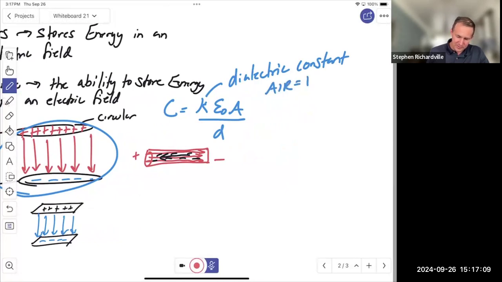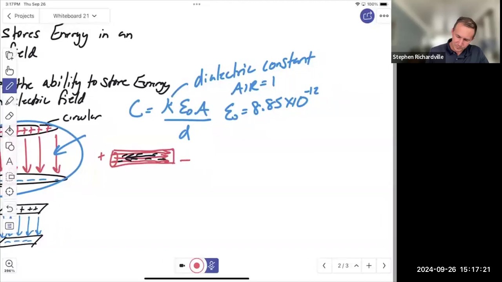And a dielectric is something we put in here. I'll explain why that is in just a minute. Epsilon naught is 8.85 times 10 to the negative 12. And then D is my separation distance between the plates. A is a plate area, one plate area.